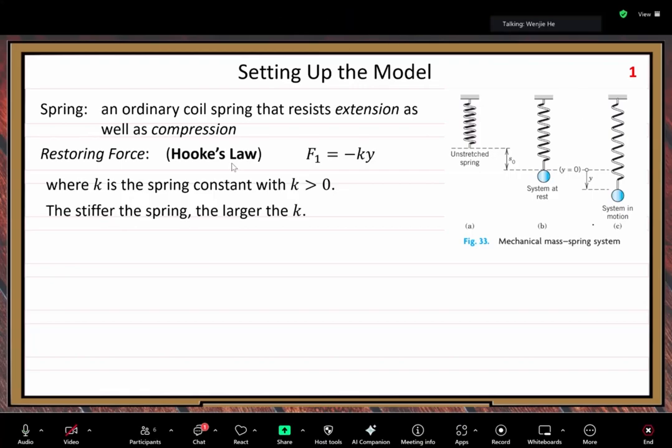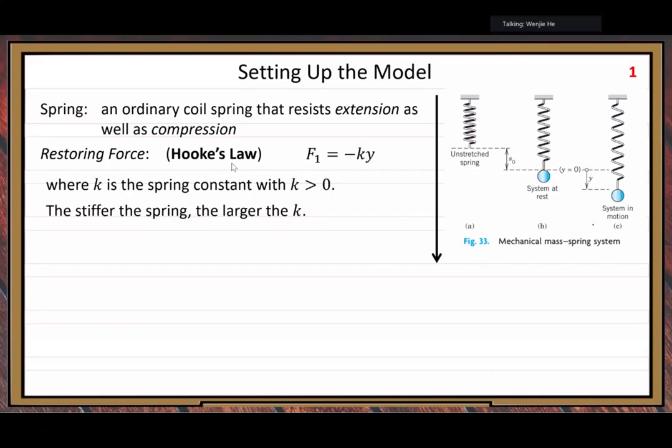This arrow, going down, is our positive direction. So when we stretch, pull down, that is the positive direction. But the resistance force is in the opposite direction. When we move the ball down, there is an F1 that pulls upward, the opposite direction. That's why it's negative.